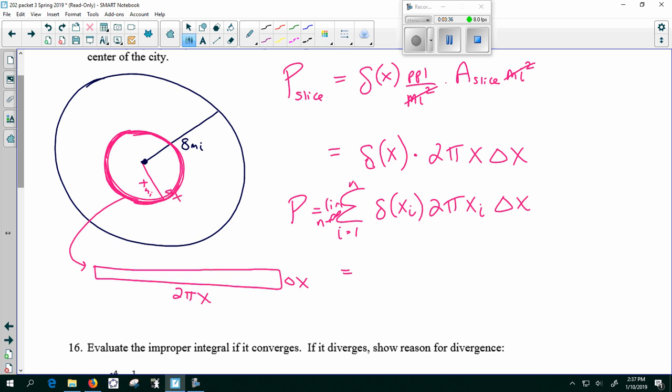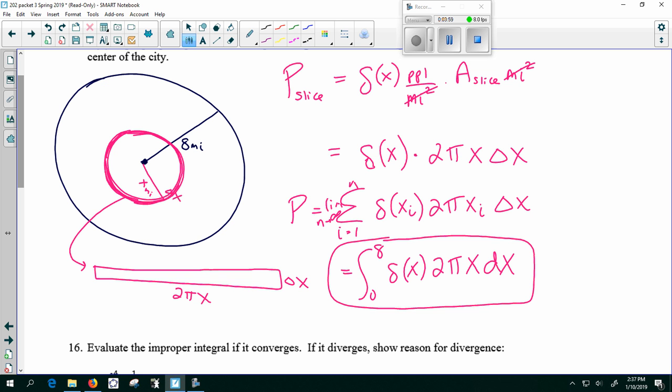All right, this translates to an integral from 0 to 8 of the density of x, times 2 pi x dx. And then they just asked us to set up this integral. We don't have to evaluate it. And that's good because we can't, because they didn't tell us the function for the density. They just said it's some random function delta of x.